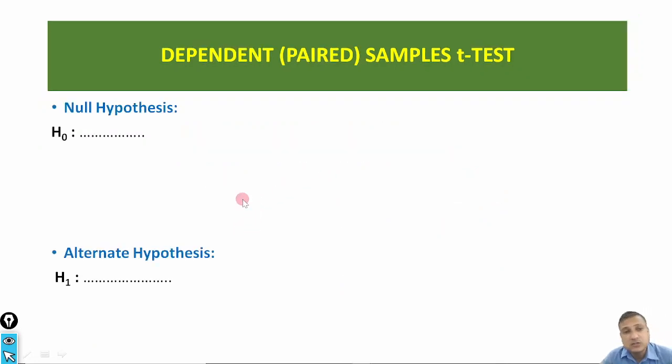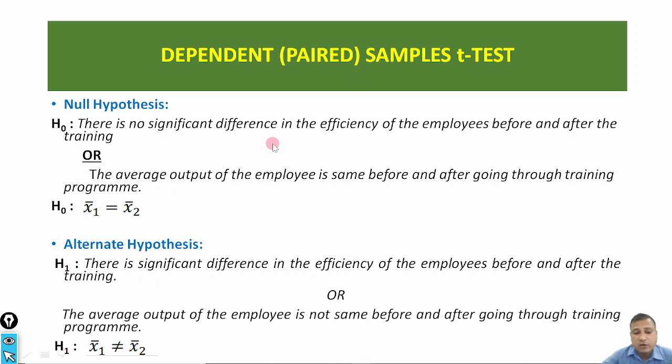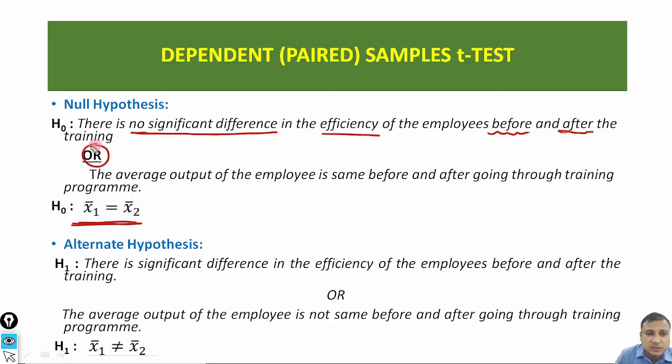Now how to construct the hypothesis statements for such an example? To construct the null hypothesis, we have made a statement: there is no significant difference in the efficiency of the employees before and after the training. Symbolically we can represent it like this, or in other words, the average output of the employee is the same before and after going through the training program. So this is the way that we can construct the null hypothesis.